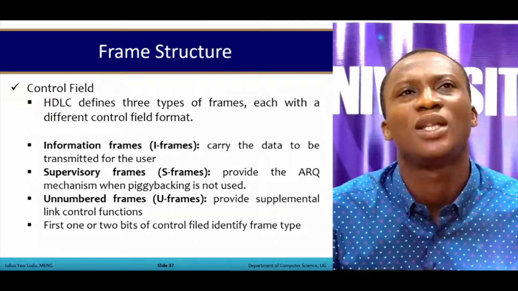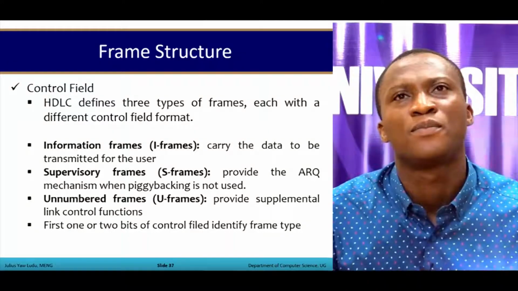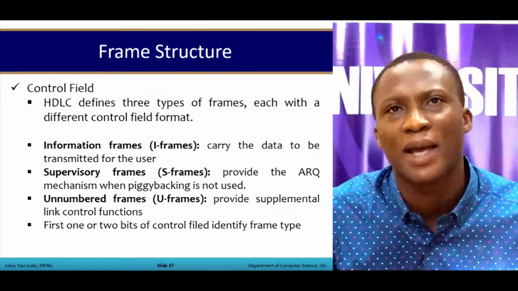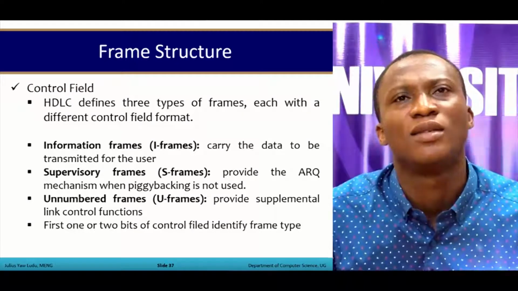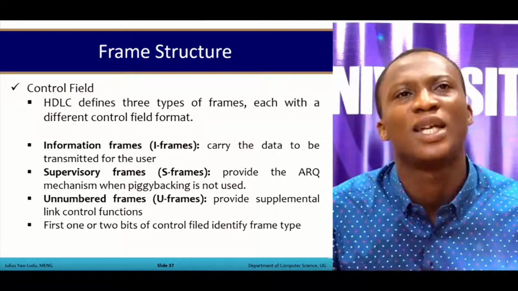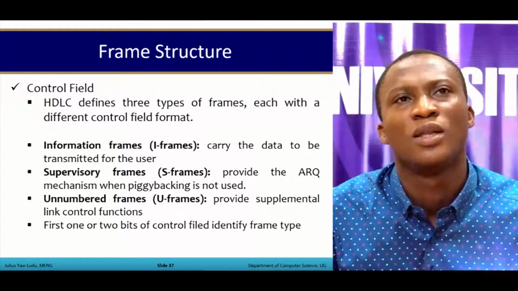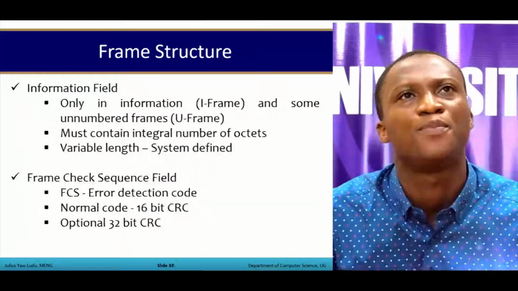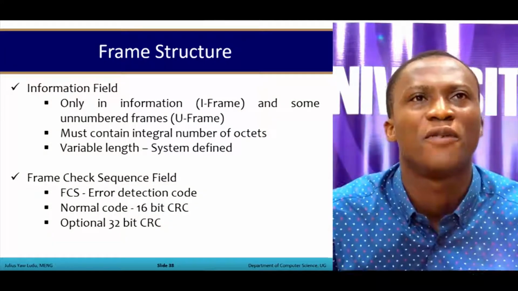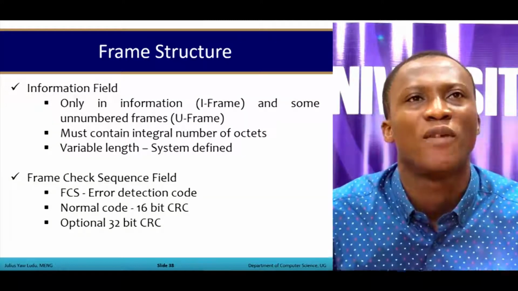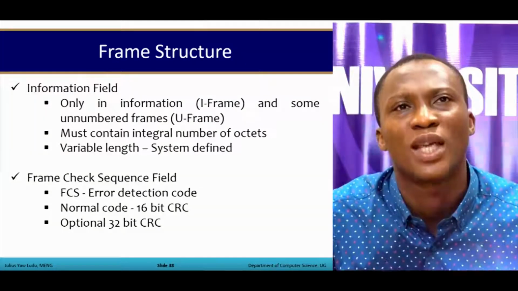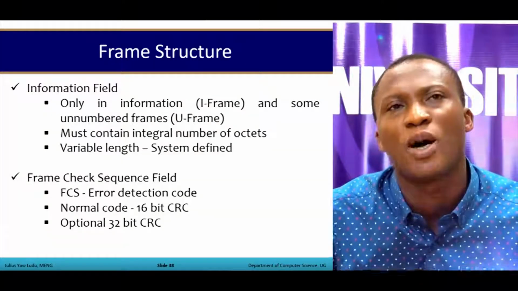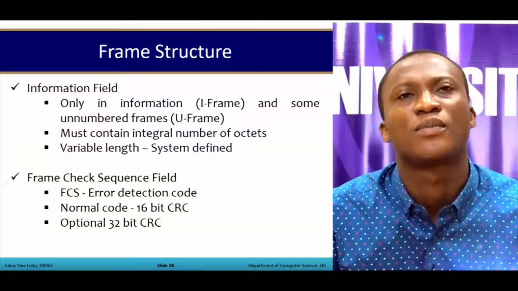Now the I frame carries data to be transmitted for the user. The S frame provides the ACK mechanism when piggybacking is not used. The U frame provides supplementary link control functions. The first 1 or 2 bits of the control field identify the frame types. Then we have the information field. Then we have the checksum sequence, which is the error detection code; the normal code is 16 bits, and then there is the optional 32-bit CRC.